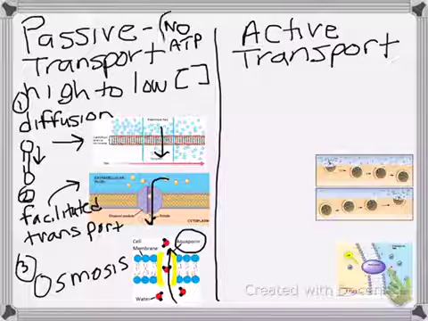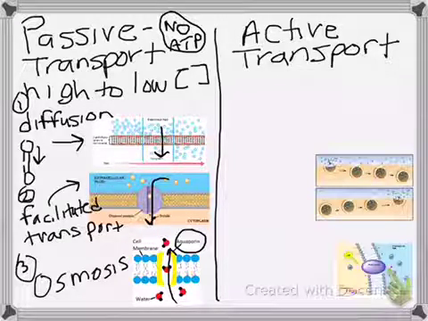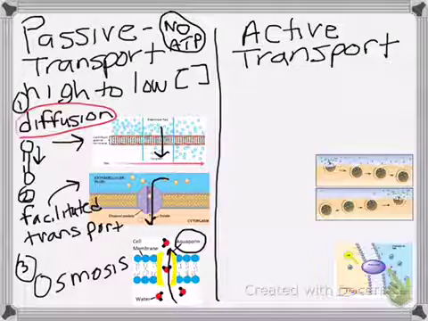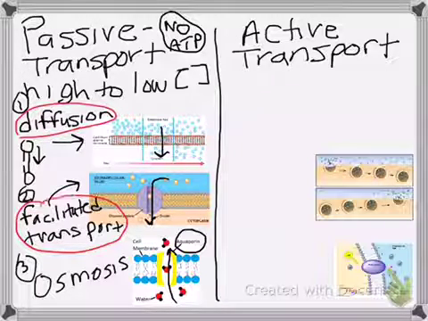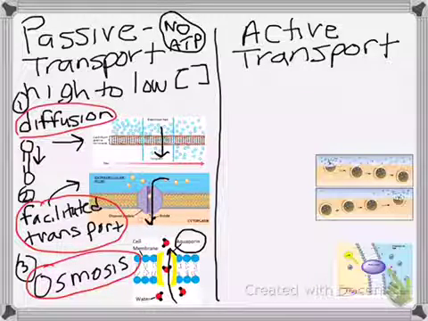So just to review, the three types of passive transport are diffusion, facilitated diffusion, and osmosis. All of these go from high concentration to low concentration, and all of these require no ATP.